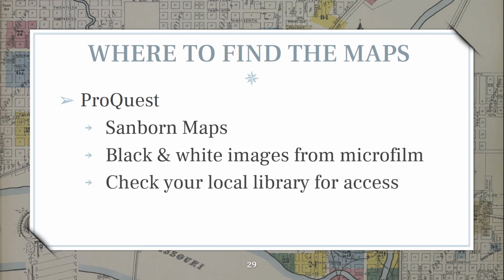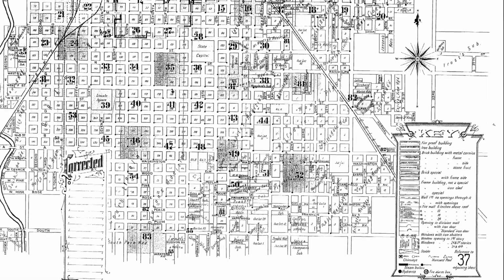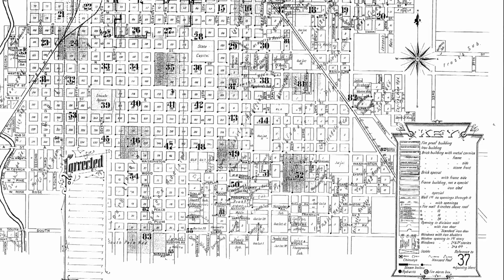Many libraries offer access to ProQuest, and some, like the Los Angeles Public Library, even offer remote access from home. So be sure to check and see what your local library offers. The Sanborn maps on ProQuest are available for viewing and downloading. Here's an example of what you can expect to see in the ProQuest Sanborn map collection.